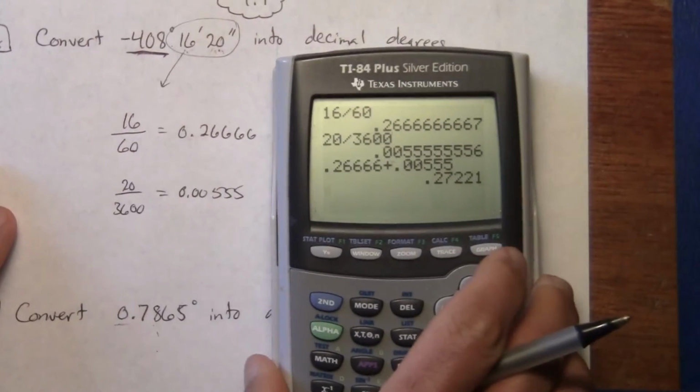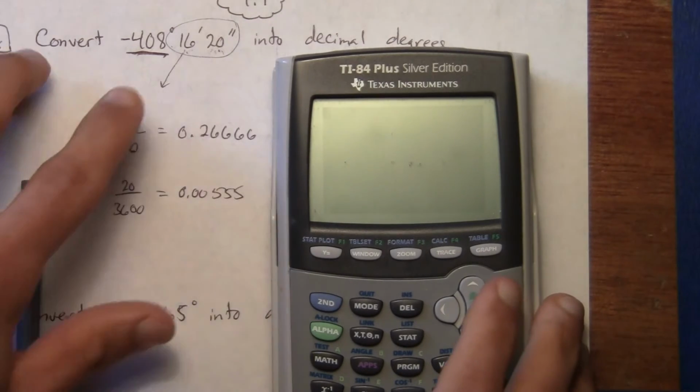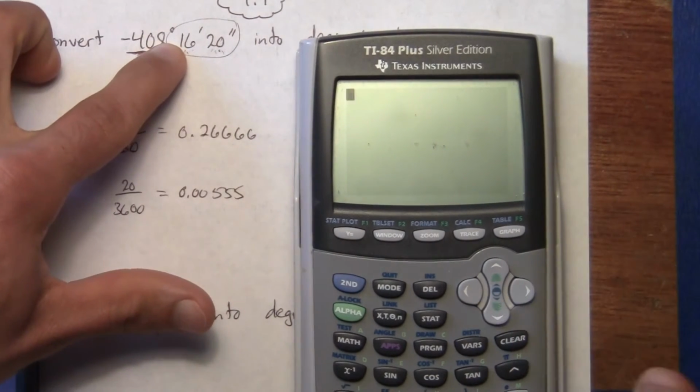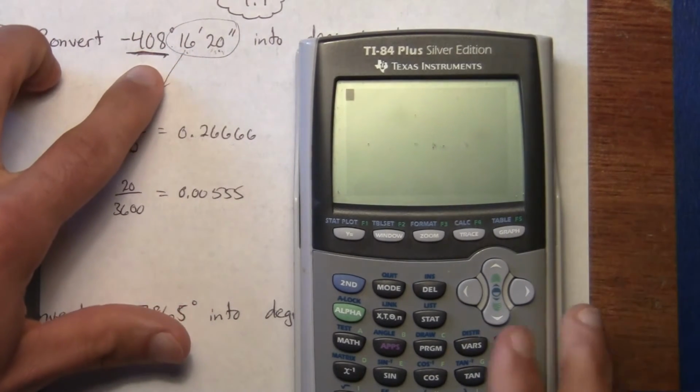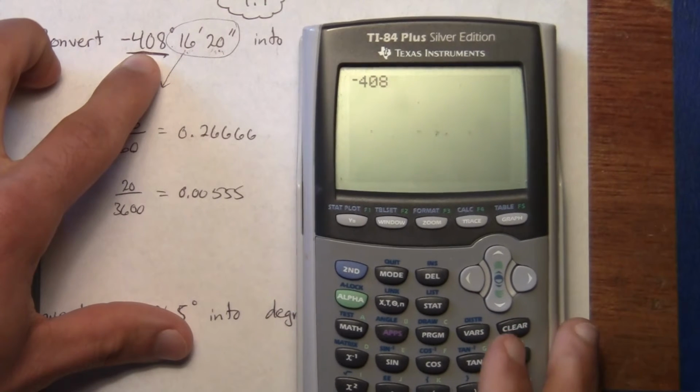Now there's an easier way that I showed you in class, and I'll show it to you again in case you forgot how to do that. But if you want to type that whole thing in and then just hit enter, you can do that. You have to remember where to go. So I'm going to start by typing in negative 408.